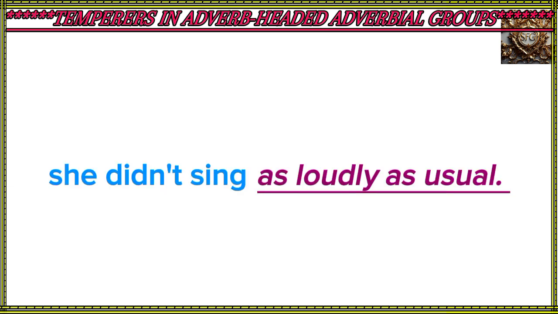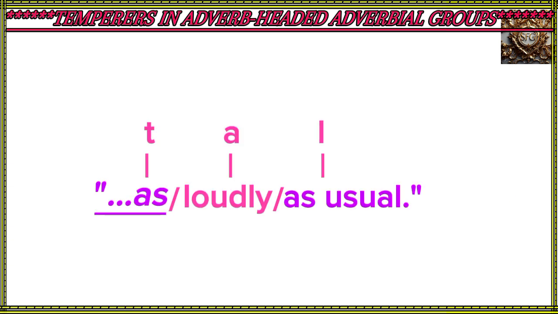She didn't sing as loudly as usual. As loudly as usual in this sentence is an adverb-headed adverbial group. As in this adverb-headed adverbial group is a comparative element, with the initial as functioning as the temporar and as usual functioning as limiter to the apex, loudly.